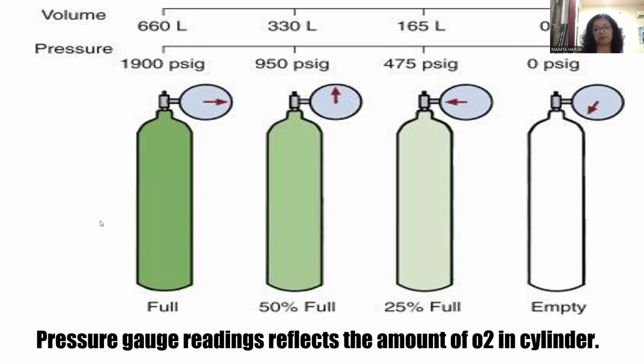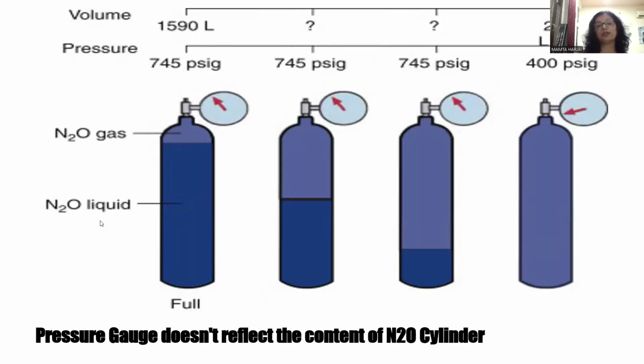gaseous state. What happens to the nitrous cylinder? Does it reflect the content of the nitrous cylinder? The pressure gauge here will not reflect the content of the nitrous cylinder. Now, this full nitrous cylinder contains 1590 liters of gas and the pressure is 750 psi. Now, you can see that the cylinder is getting used up. It is half here, it is around 1/4 here, but the pressure is remaining constant at 745 psi.